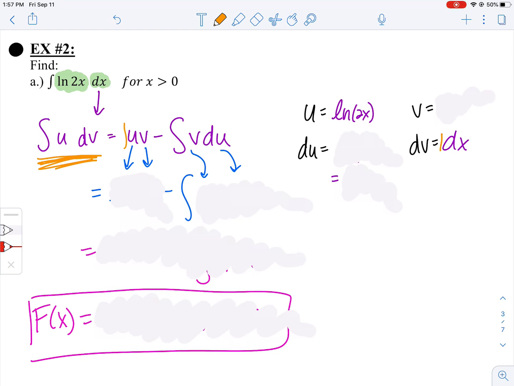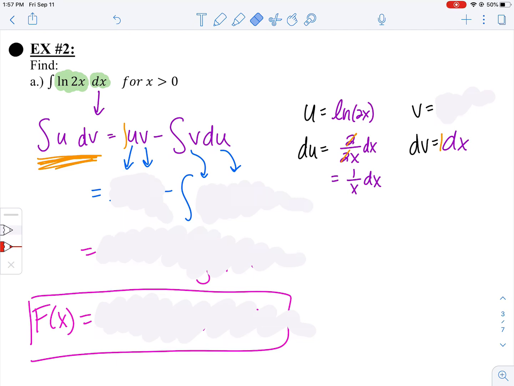If u is the natural log of 2x, then hopefully we remember all of our derivative rules. Remember, derivatives are not going away. The derivative of any natural log is really the derivative of the inside over the original inside. So the derivative of 2x is 2 over the original inside, which is 2x. So the derivative of natural log of 2x is really 2 over 2x dx. You might notice that the 2's reduce and I end up getting a du of 1 over x dx.